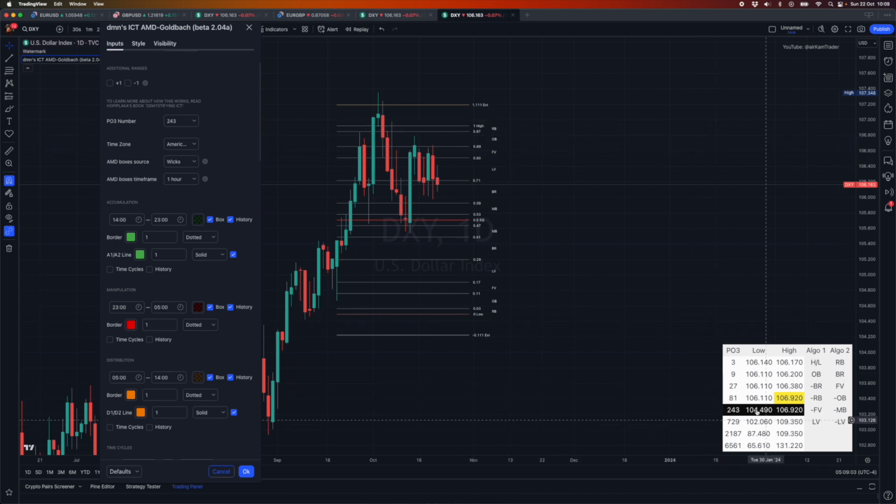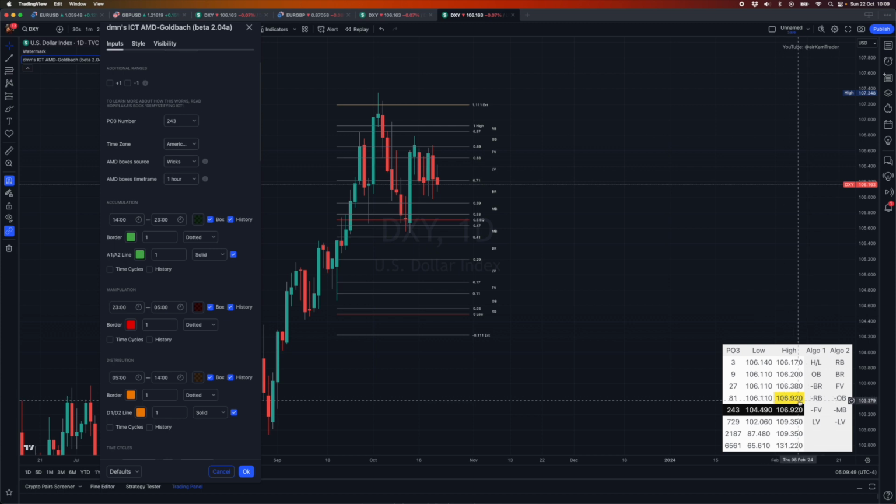Now, the great thing about this stats box, it also shows you, given this price, if you were to look at the 81 power of 3, what would be the high and what would be the low. And it does this from everything from the 3 power of 3 to the 6561. Now, it's very important to understand that it's using the current price and it's working out the dealing range for the power of 3 based on that current price. So this yellow box on the 81, it's highlighting this box because it's saying that the high for the current dealing range that you're looking at is also the high for the 81.